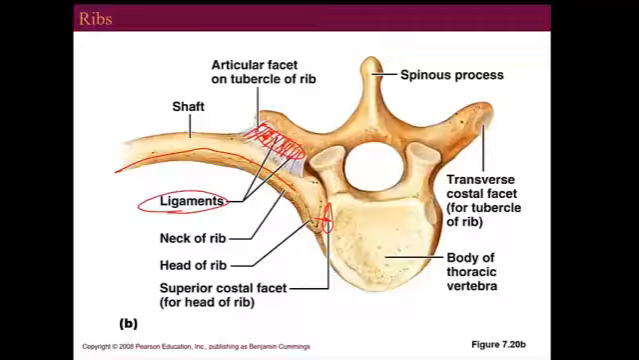So on the vertebrae, the facet that articulates with the rib is going to be the transverse costal facet, which is where the tubercle of the rib articulates. And this part here is going to be called the superior costal facet, where the head of the rib articulates.